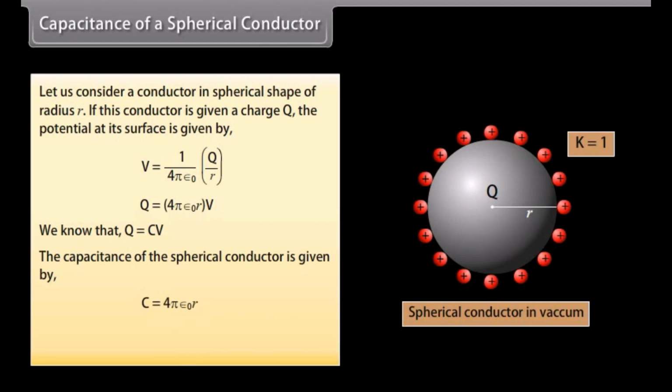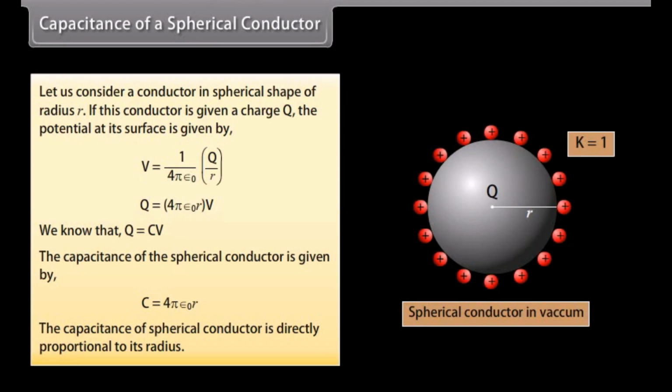not R. This relation shows that the capacitance of a spherical conductor is directly proportional to its radius. Larger is the radius, larger will be its capacitance. This expression is true for the conductor placed in air or vacuum.